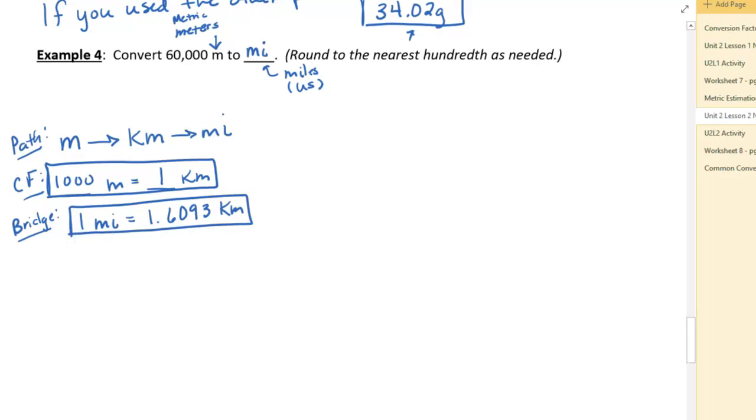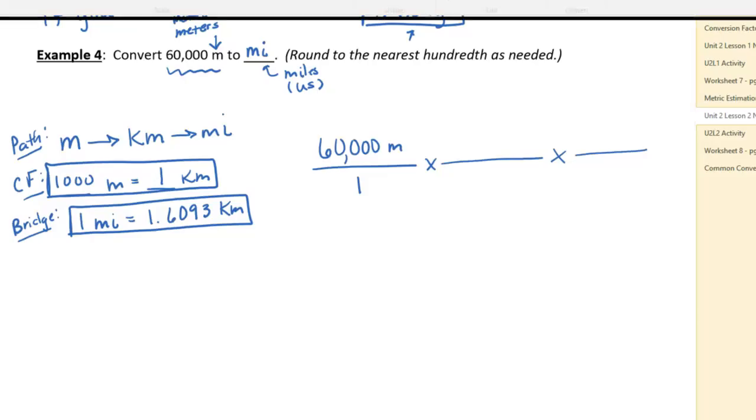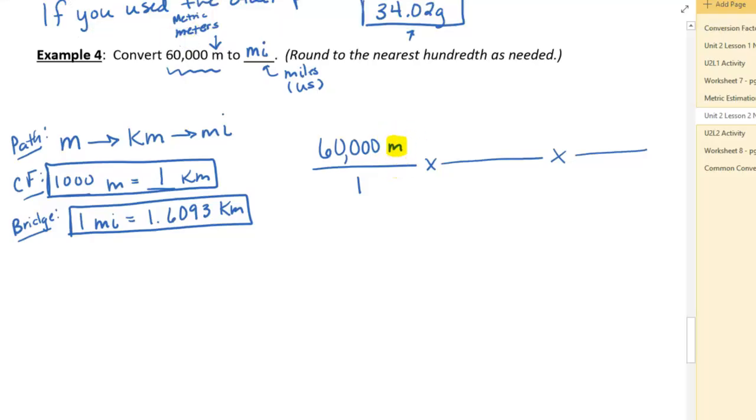All right, so now we start our string. Remember, we always start with what we're given. So 60,000 meters over 1. We're going to multiply that times one of our conversion factors, and it's going to have to be the first one because we're looking for meters, and this one has meters in it, and it's going to go in the bottom so the units will alternate and cancel out. So our 1,000 meters will go on the bottom, and 1 kilometer will go on the top.